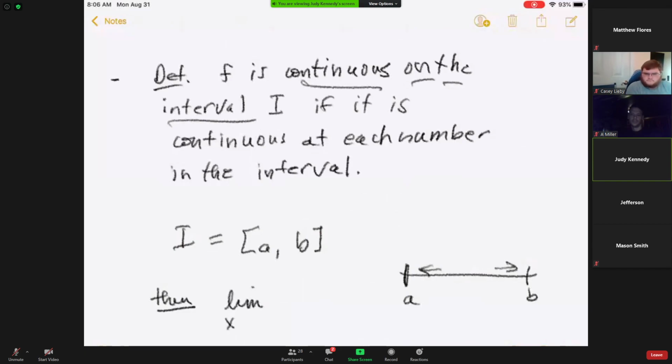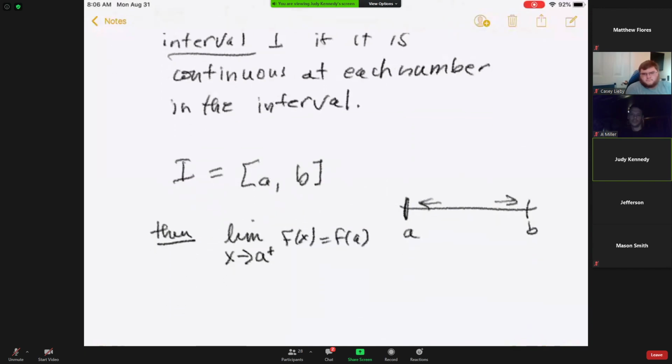Just talking about the left and right limits, because that's all you've got in your domain. Okay, I meant to write B there. B comes in from the left.